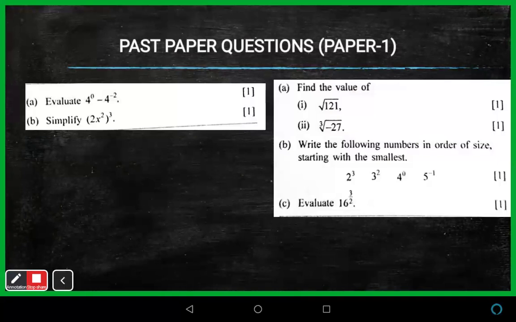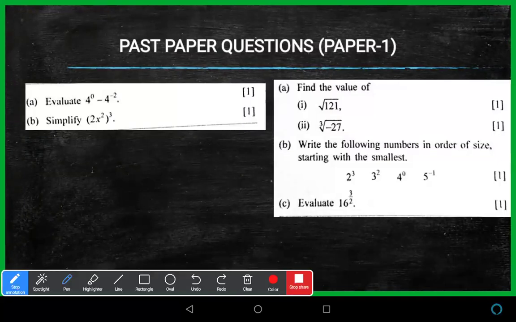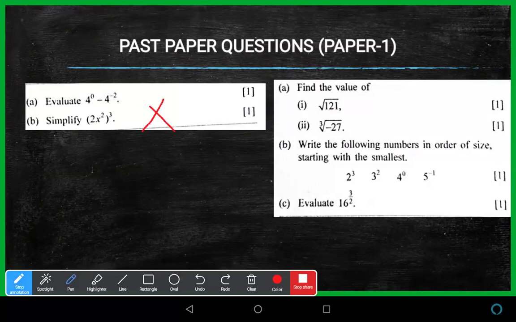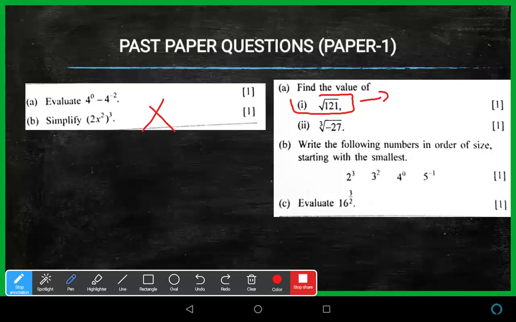Now, we already did this question, so we don't need to repeat it. We have to move toward this question. Find the value. We have 121. So we have to find whether 121 is the square of any number or not. So 121 is the square of 11. So the answer will be 11. Remember, the answer will be 11.